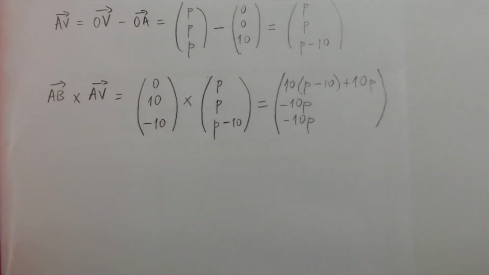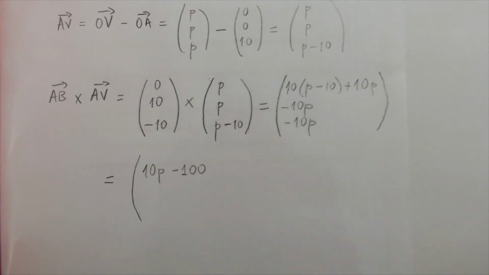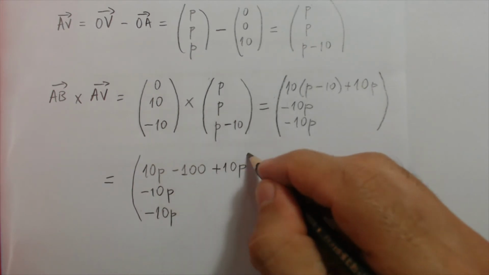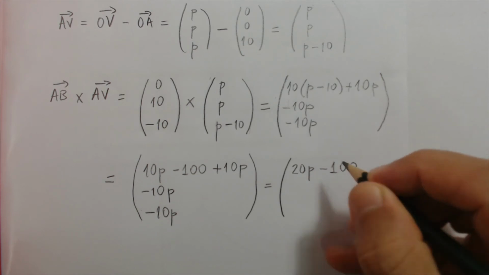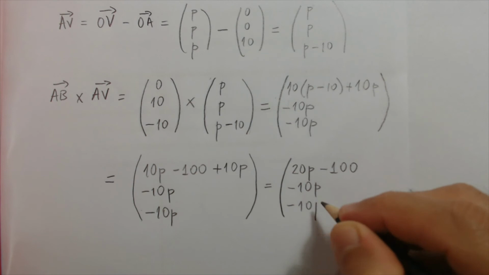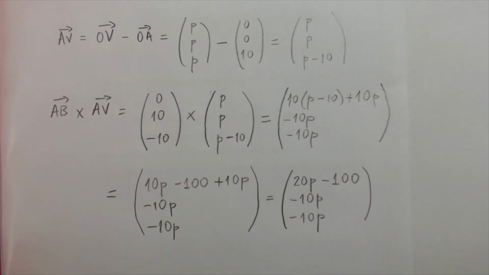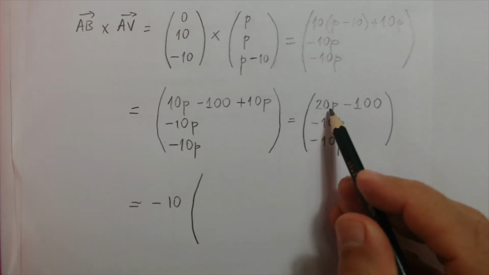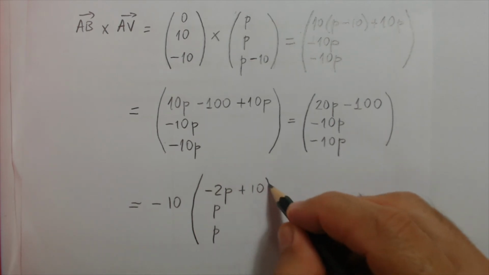If we simplify this expression, this is going to be 10p minus 100 plus 10p, minus 10p, minus 10p, and this is 20p minus 100, minus 10p, minus 10p. Okay, so we can write minus 10 as a common factor, so that we get the answer in the way we want. If we make minus 10 a common factor, then we will have (10 minus 2p, p, p).